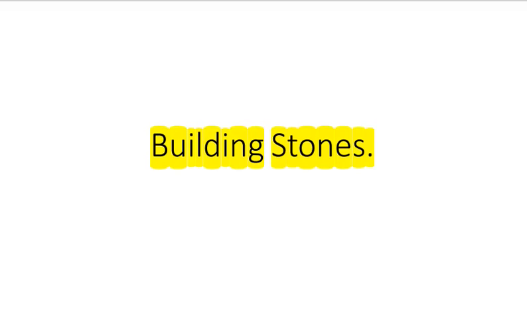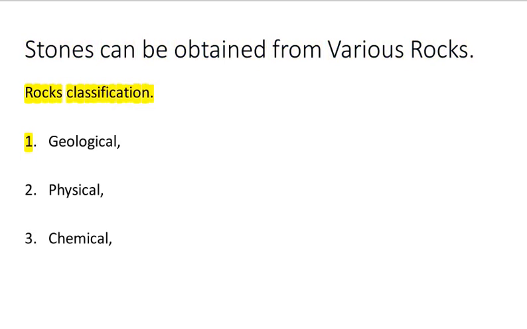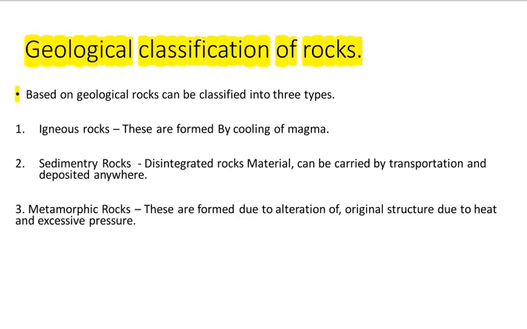Building stones. Stones can be obtained from various rocks. Rocks classification: 1. Geological, 2. Physical, 3. Chemical. Geological classification of rocks. Based on geological, rocks can be classified into 3 types.